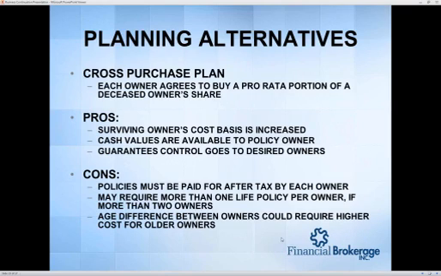The next slide will show that many times the most favorable plan design is a cross-purchase plan. With this plan, each owner agrees to buy the deceased owner's interest from the heirs. Positives to the cross-purchase plan include the surviving owners receive a step up in cost basis. And what that means is that they're actually making an additional investment in the business, and if they choose to sell the business in the future, this additional investment will reduce their capital gains. Any cash values in policies will be available to each individual policy owner, and control can be directed as desired.